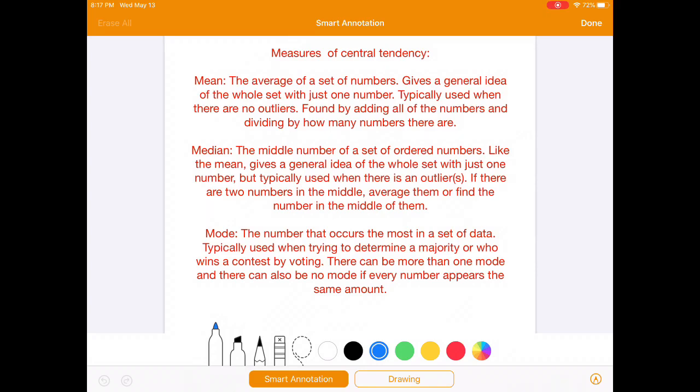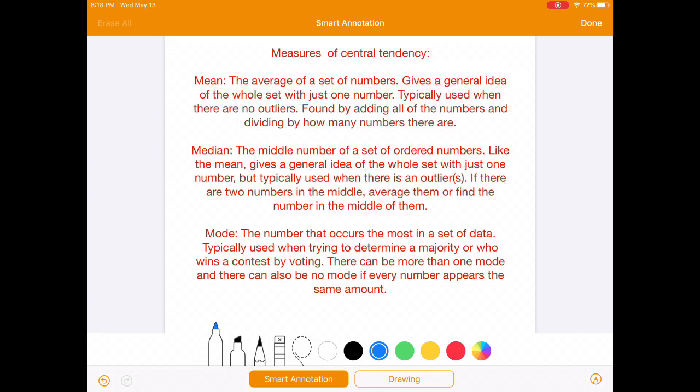The next lesson is on measures of central tendency, and a lot of people are very familiar with these: mean, median, and mode. They call them measures of central tendency because these give us an idea of the middle of the numbers, especially the median. As you'll see in both median and mean, they give a general idea of the whole set with just one number. So that's kind of what they mean by tendency.